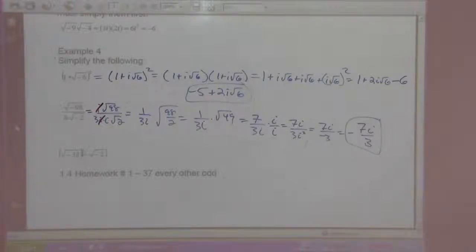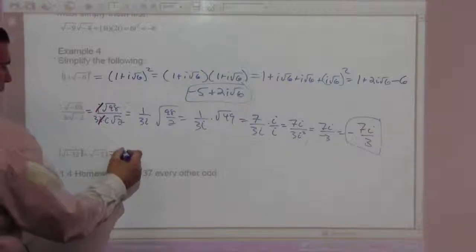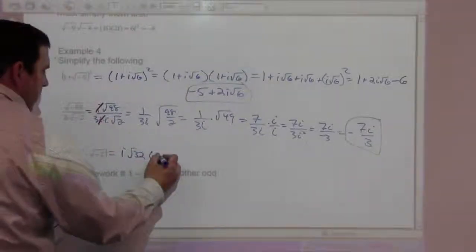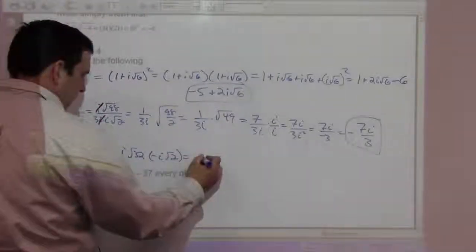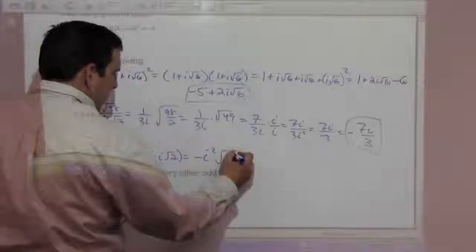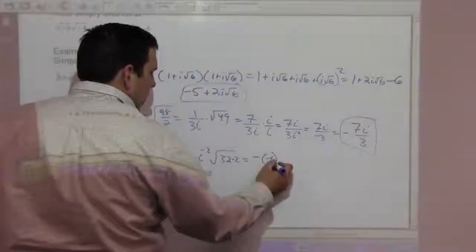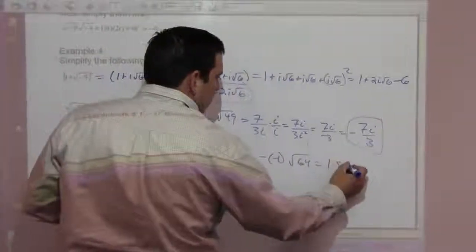And for our last one, we have the square root of negative 32 times the negative of the square root of negative 2. That's going to be i times the square root of 32 times negative i times the square root of 2. So we have negative i squared times the square root of 32 times 2. That's the negative of negative 1 times the square root of 64. That's 1 times 8, which is 8.